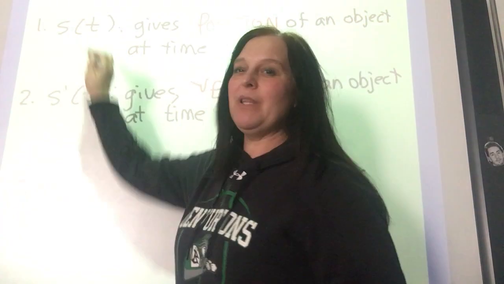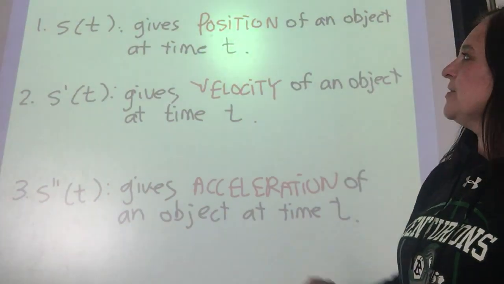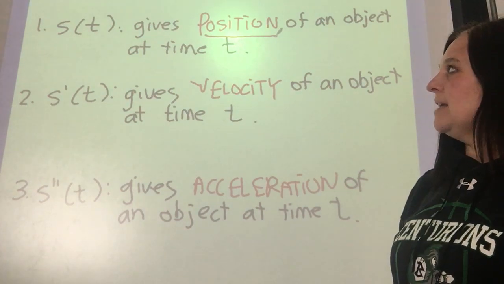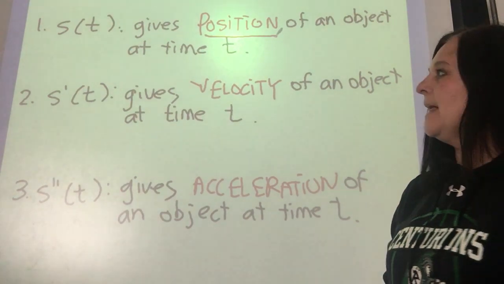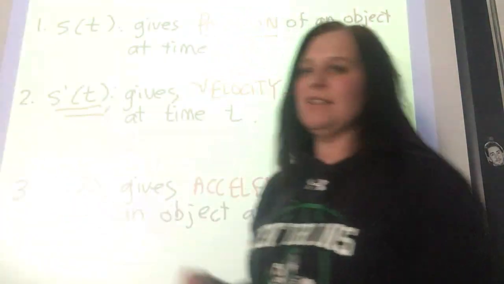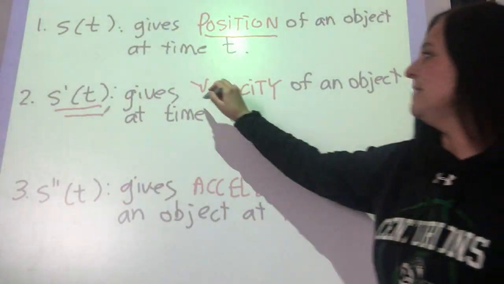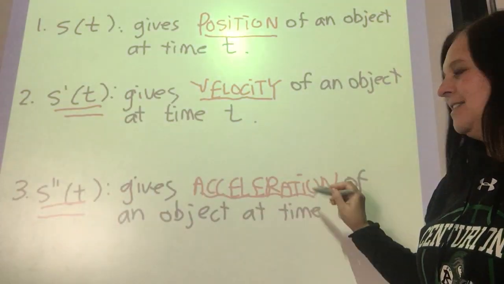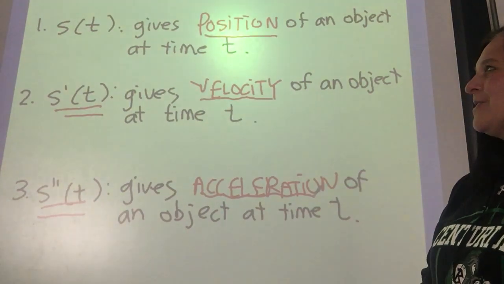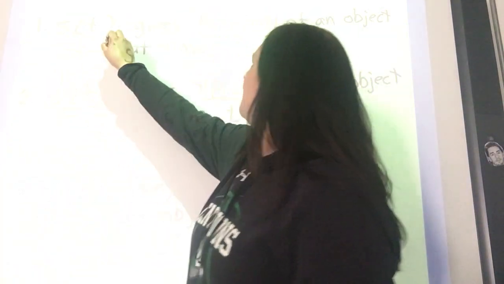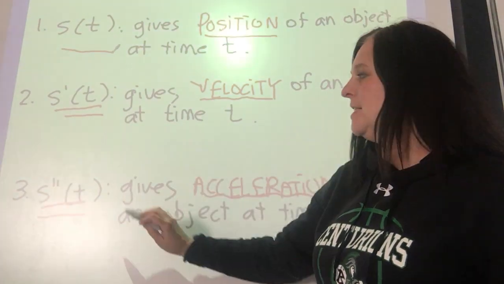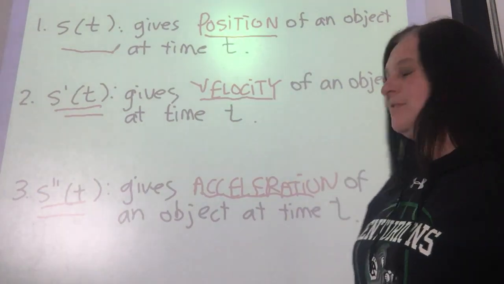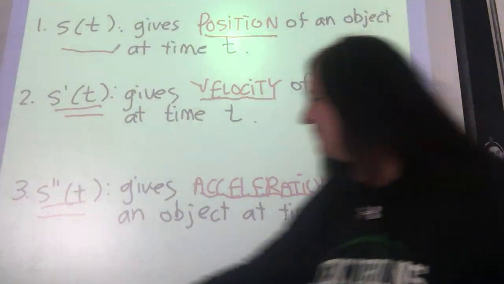So S of t, that would be the original equation that's given, which gives you the position of an object at time t. So the initial equation, S of t, gives us our position. Then the first derivative, S prime of t, gives you velocity. And then the second derivative gives you its acceleration. I'm sure you've heard these terms many, many times, especially in physics. So the original function gives you its position, the first derivative is velocity, and the second derivative is acceleration. So I think it's fun. We're putting all these things together to get the position, velocity, and acceleration of a particle.